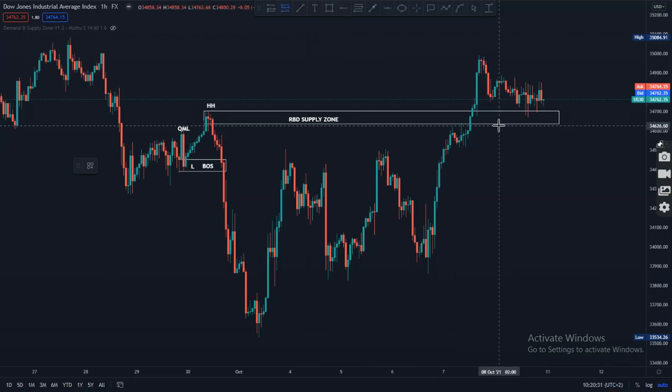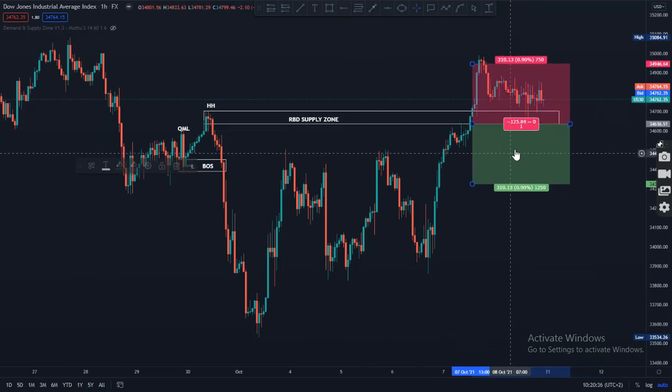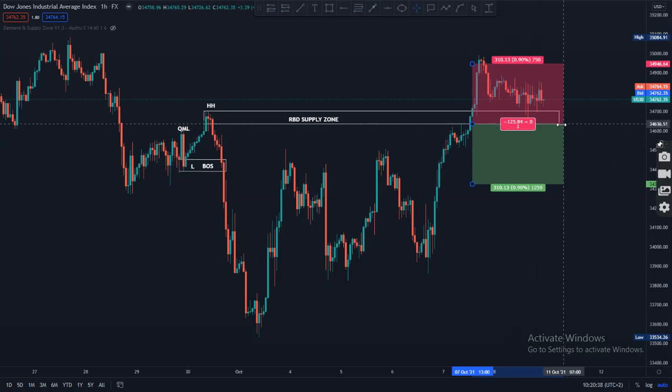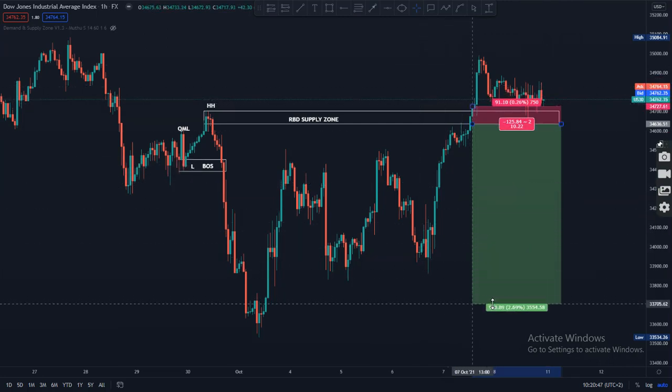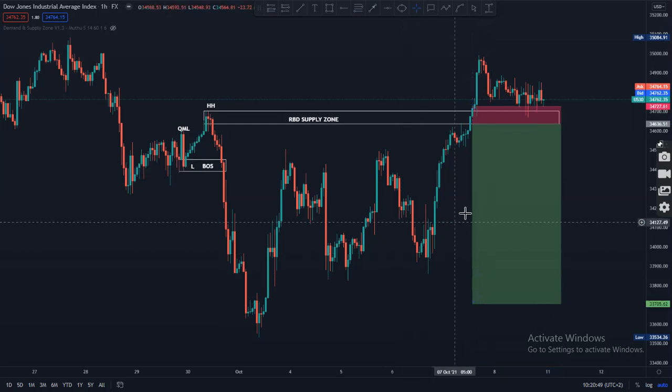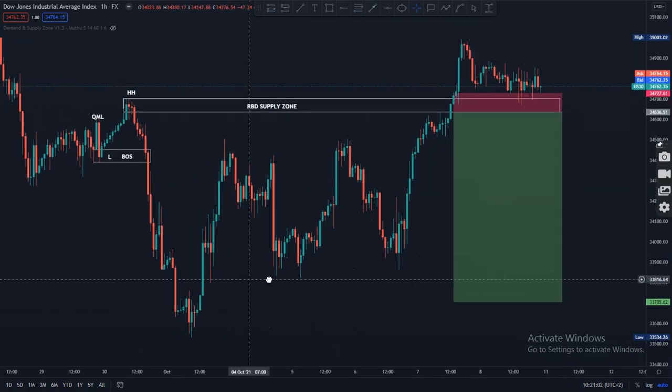I was actually planning to sell from this level right here. Okay, and then my target was going to be somewhere at this level. Pretty nice, right? 1 to 10. My risk to reward ratios are always more than 1 to 5, 1 to 7. Actually, I don't usually have a trade with less than 1 to 5 risk to reward ratio.